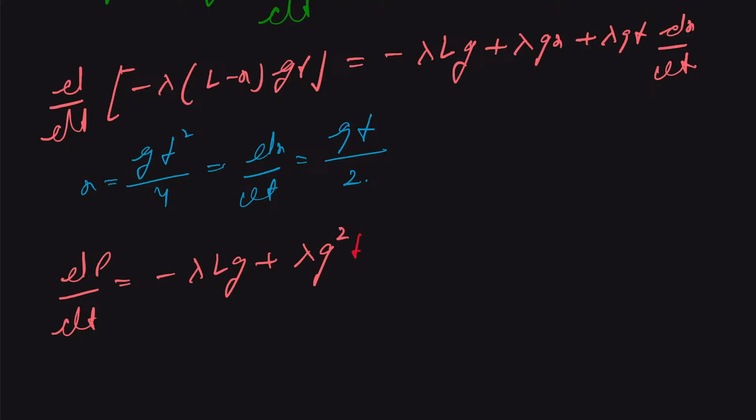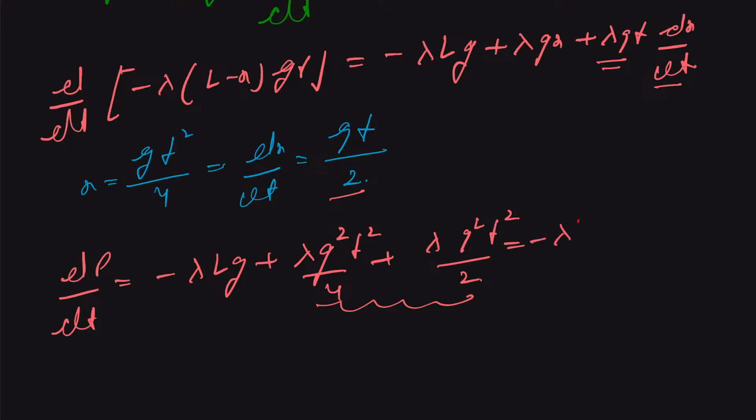So we get this as g square t square by 4, and this is our lambda gt, dx by dt is our gt by 2. So this comes as our lambda g square t square by 2, and we can combine these two terms. So we get this as minus lambda Lg plus this will be coming as 4 to 3. So this will be 3 by 4, and we have our lambda g square t square.